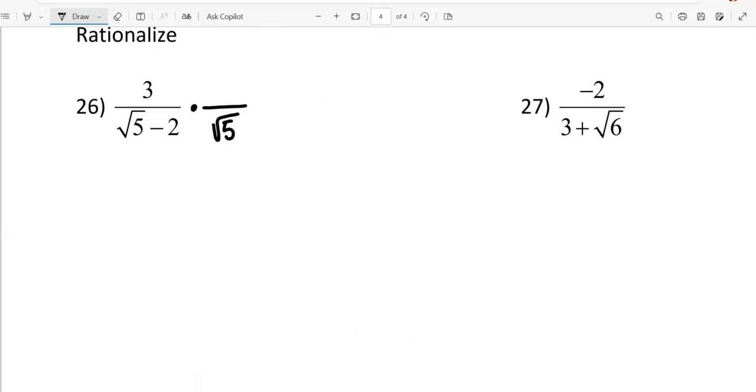If I multiply, I'm going to put parentheses around this because I like to see it that way. I'm going to multiply by the square root of 5 minus 2's conjugate pair. What would that look like? Square root of 5 plus 2. But what I multiply on the bottom, I have to multiply on the top.